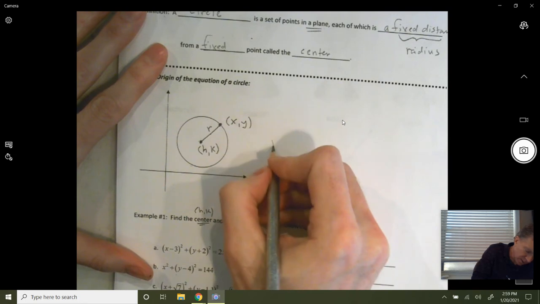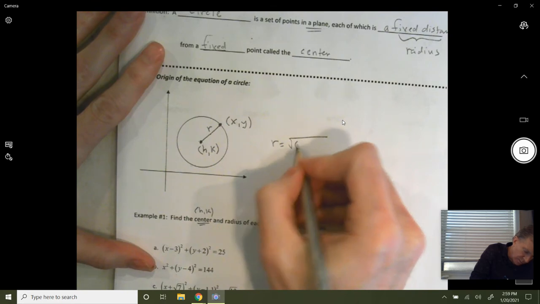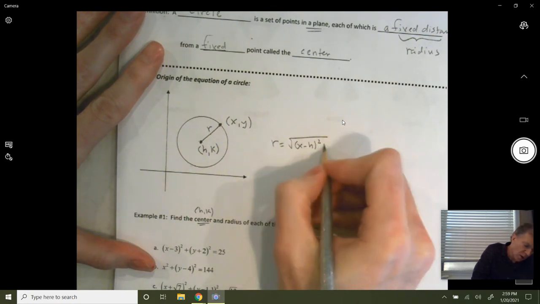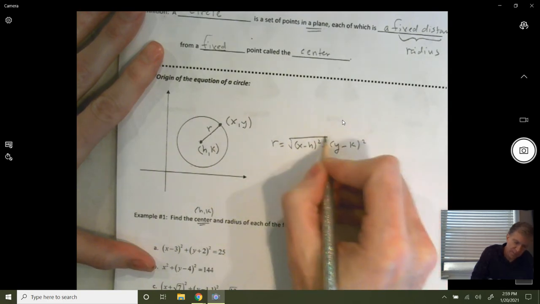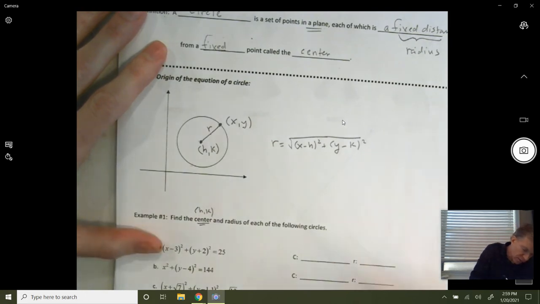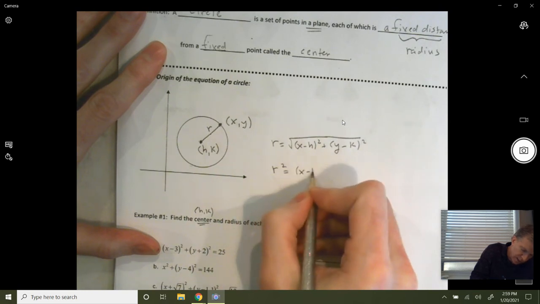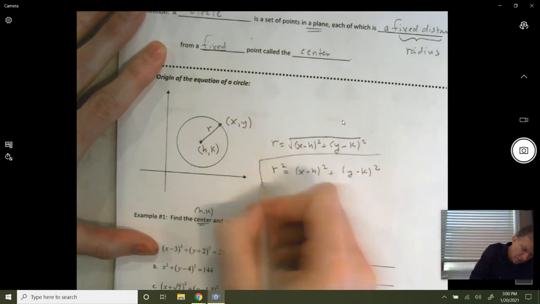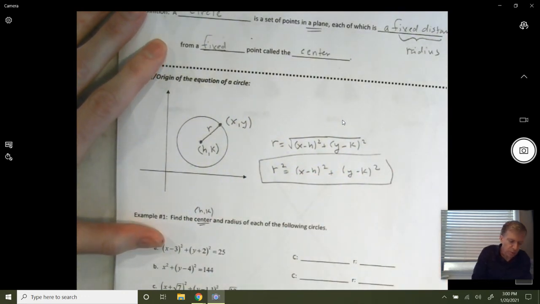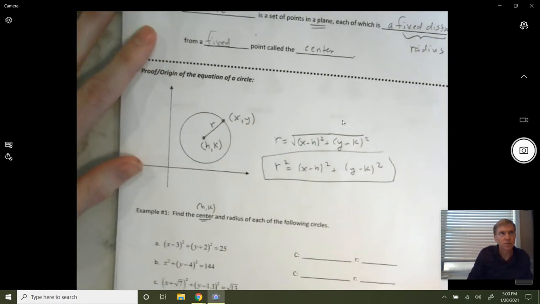So the radius is my distance, is equal to the square root of x1 minus x2, so x minus h quantity squared, plus y2 minus y1 squared, so y minus k quantity squared. That's just your distance formula. Squaring both sides, you're going to get r squared equal to, and the square root goes away, so x minus h quantity squared plus y minus k quantity squared. And there is your formula for the equation of a circle, where r is the radius and h comma k is your center.